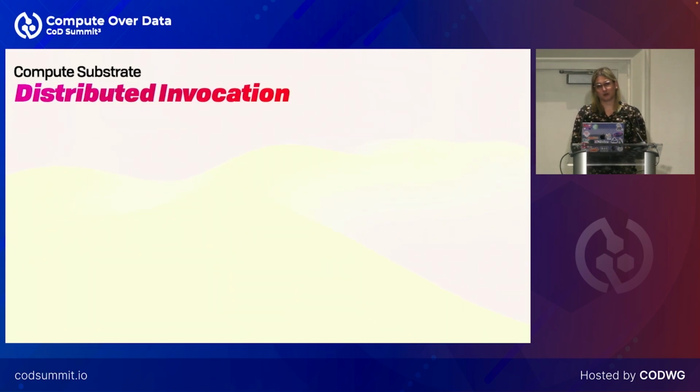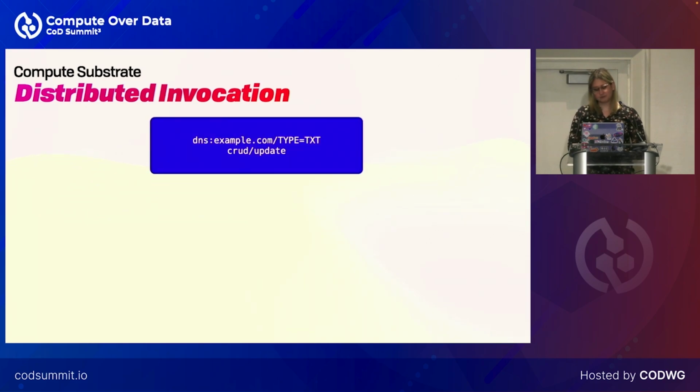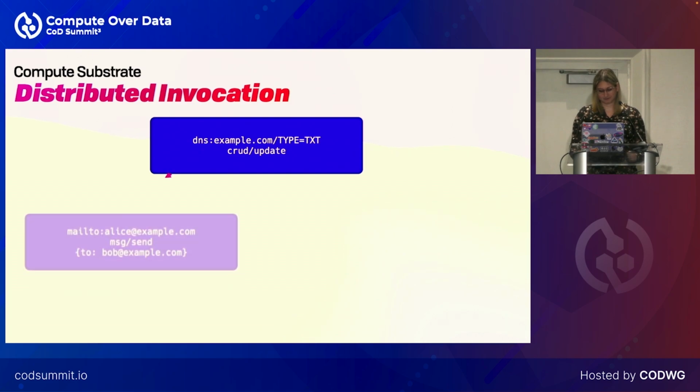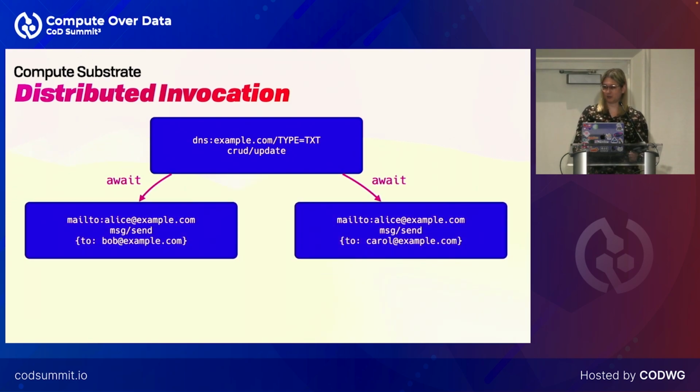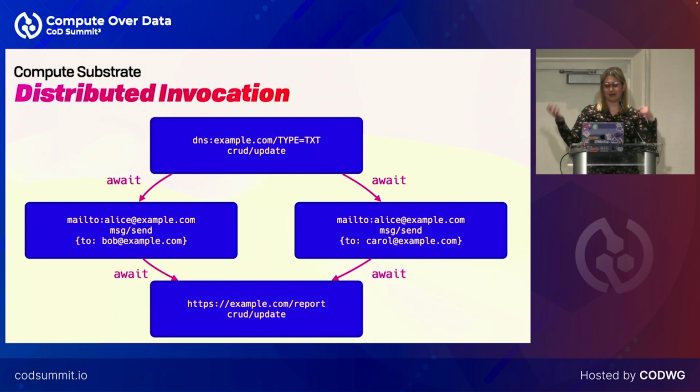Distributed invocation or promise pipelining. You often want to, as I mentioned a couple slides ago, define an entire graph of execution. So here we have a DNS update, and then we're going to email a couple of people that it was successful, and then after the emails are done, update a report over HTTP. And this expresses the intent, right? We're going to await each of these arguments, and it just feels like normal promise-based computing.